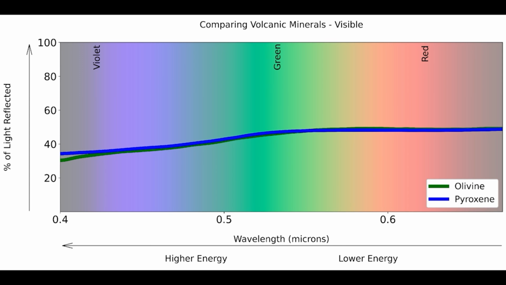But take a look at this graph. The blue line and the green line show the amount of light reflected by the volcanic minerals olivine and pyroxene. Scientists need to be able to tell these minerals apart, but on this graph, they look almost identical. You would have a hard time telling the difference between these minerals using just visible light.